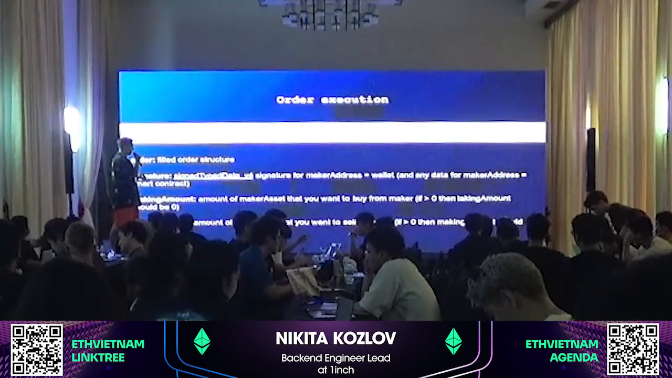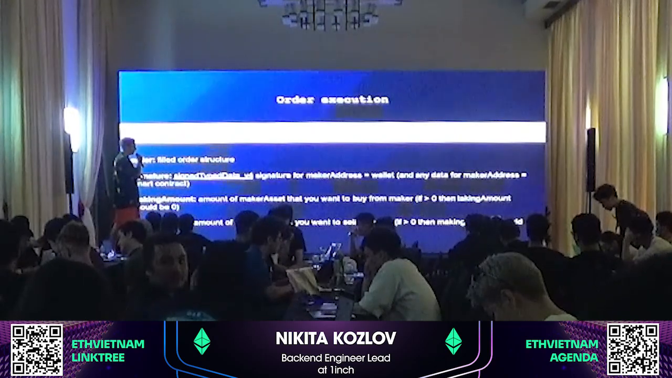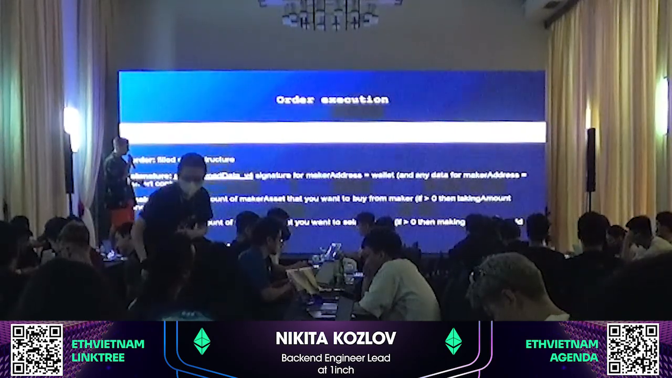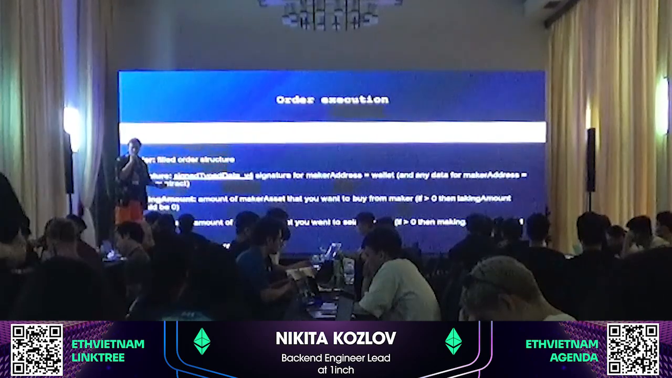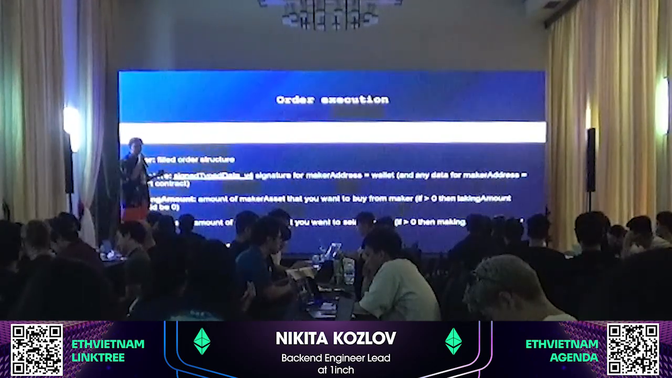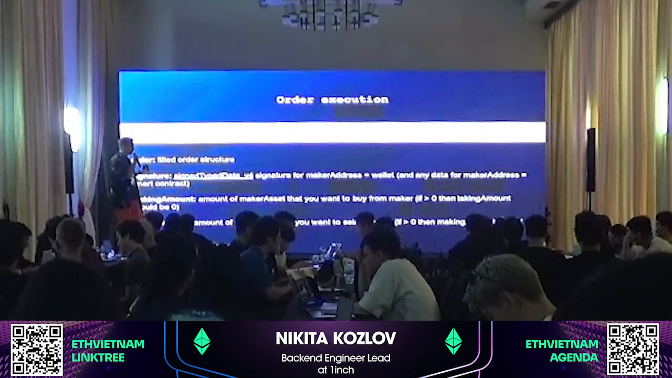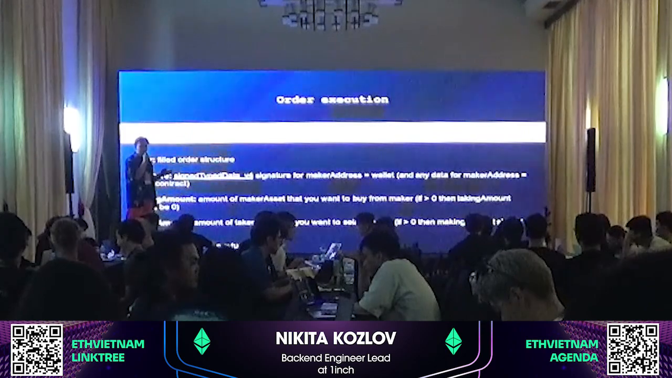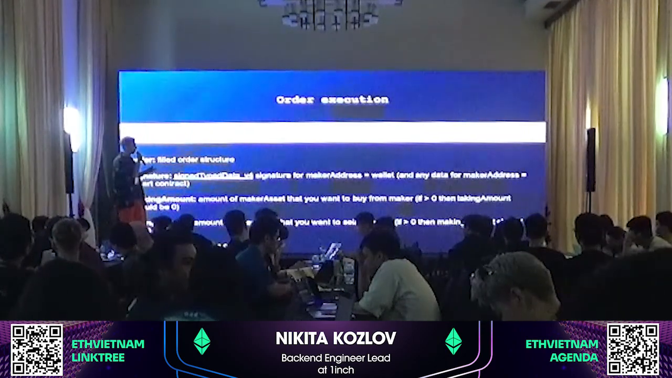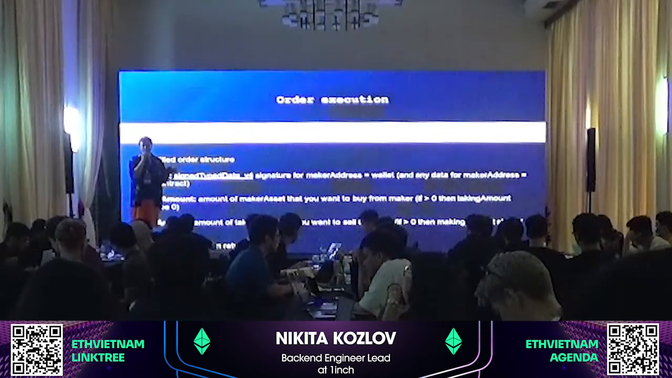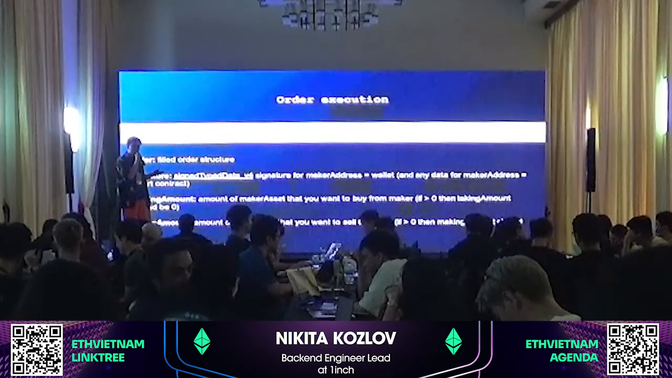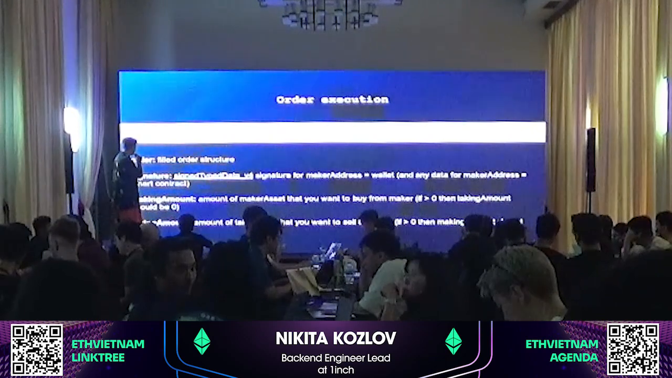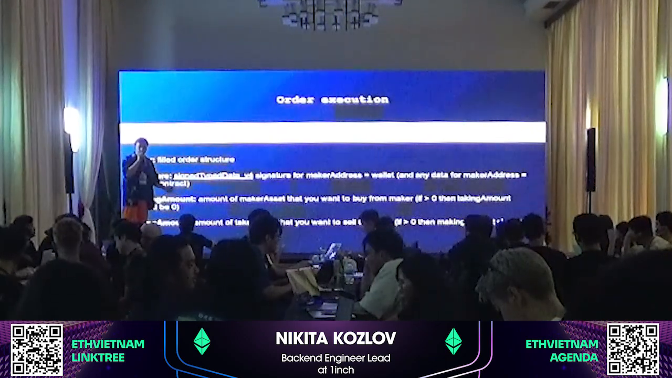It's just a v4 signature for typed sign data, a v4 signature for the maker address. In some cases, it can be a wallet, or in some cases, it can be another smart contract. It actually doesn't matter. You can execute the order on any contract. But I just want to point out that if you use a smart contract as a maker, you just need to implement the signature function to verify the signature from your side. So making and taking amount is actually the amount that you want to fill.